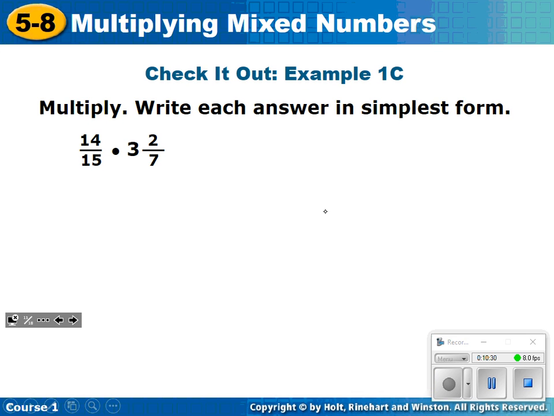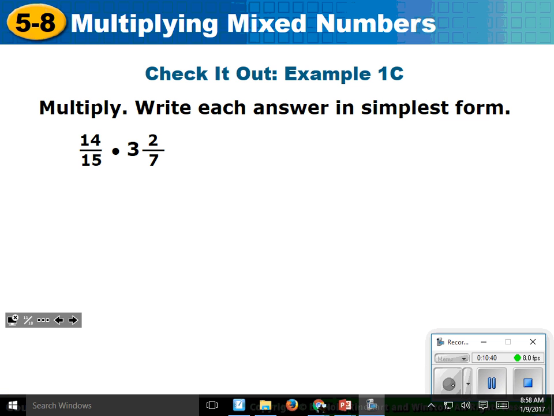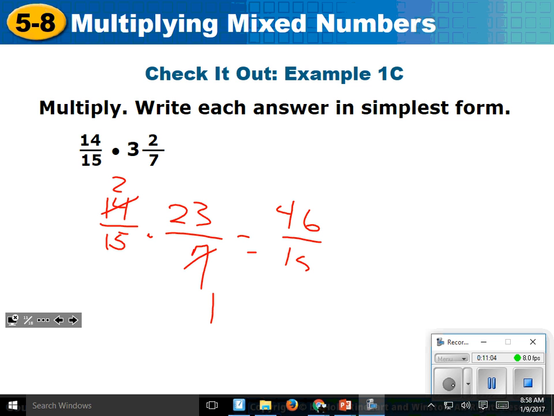You mean this one? So we got 14 over 15 times 3 times 7 is 21, we got 23 over 7. Boy, would that be ugly if we don't check our diagonals, right? 7 and 14, we got a 1 here and we got a 2 here. Will give us 46 over 15. 15 goes into 46 3 times with 1 left.